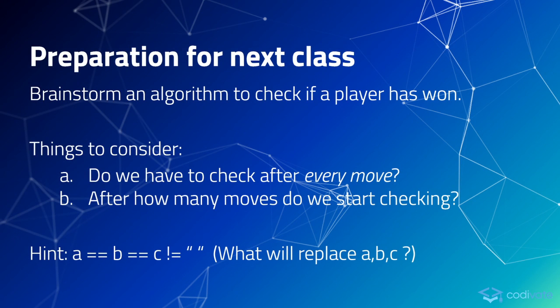So talking about the next class, our exercises for this week will just be preparation for the next class. Instead of exercises, we're just going to have one exercise for this week, and that is to develop an algorithm or just brainstorm an algorithm to check if a player has won. Based on our dictionary, how would we check if a player has won? You don't have to write it down, you can just brainstorm it. Some things to consider are when should we start checking? Do we have to check after every move?